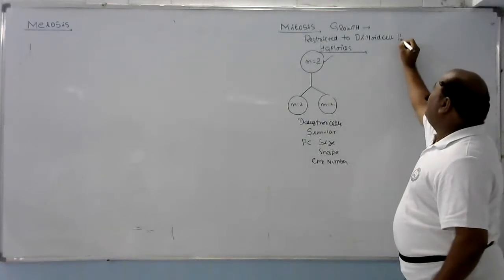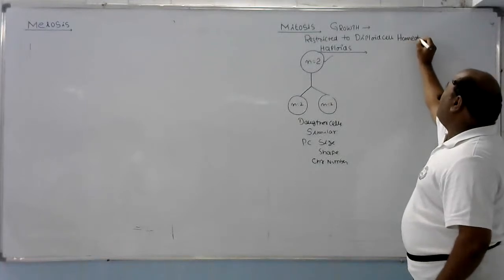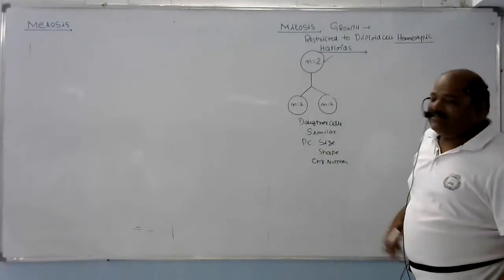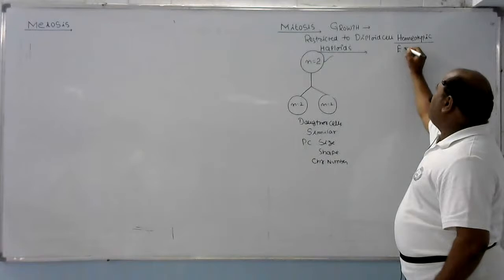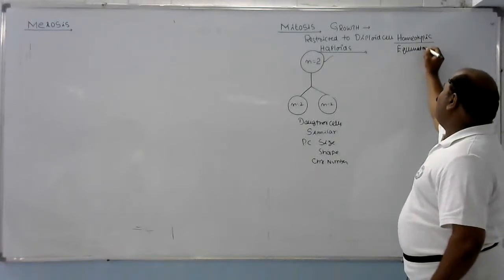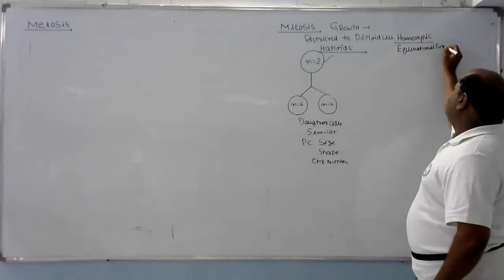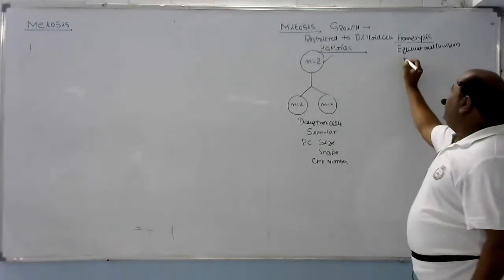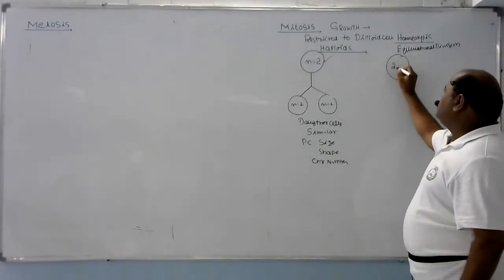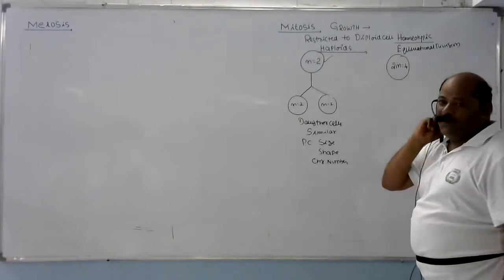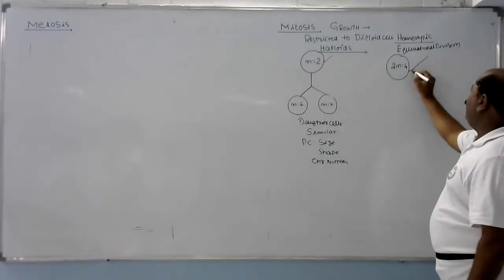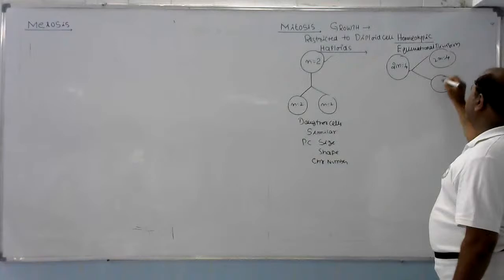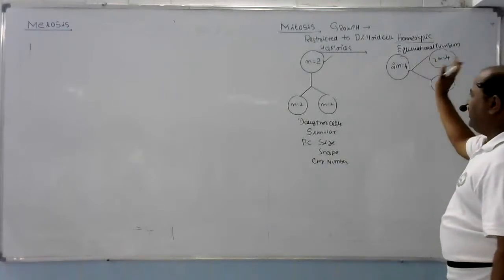Hence, this process we already discussed. It is called homeotypic division, and otherwise called equational division. This we explained earlier. This is for the haploid cell. If we take a diploid cell, for example 2n equals 4, once it is divided, here also we will get 2 cells. In each daughter cell, the chromosomal number is the same.